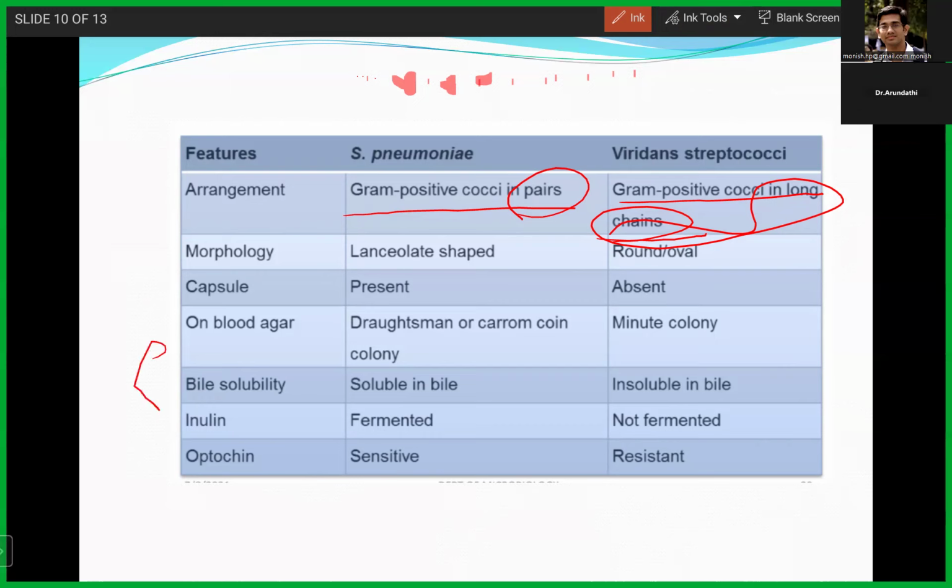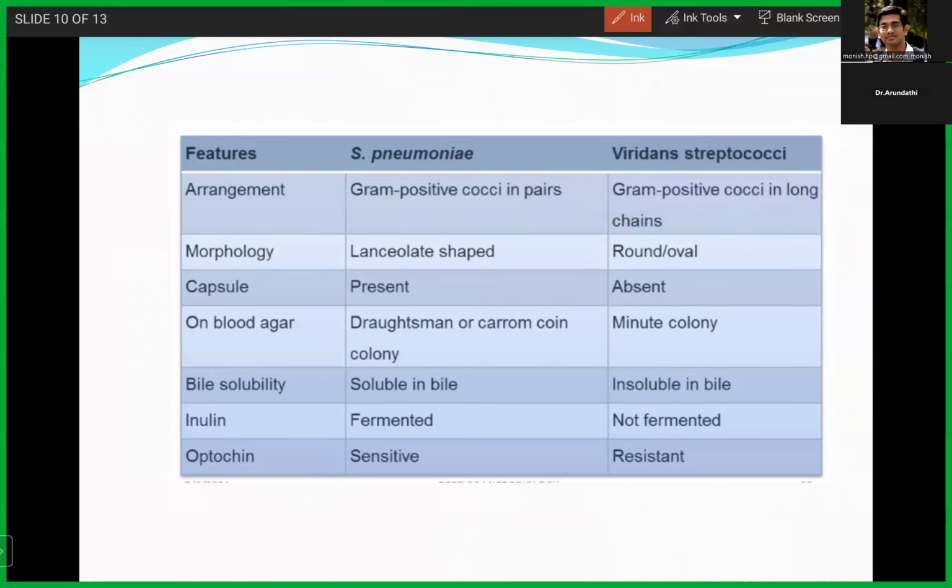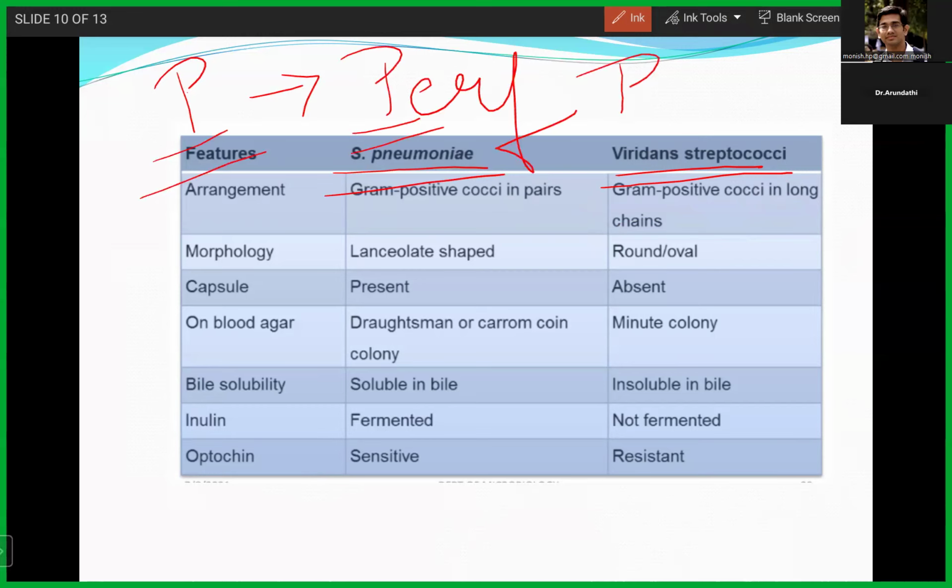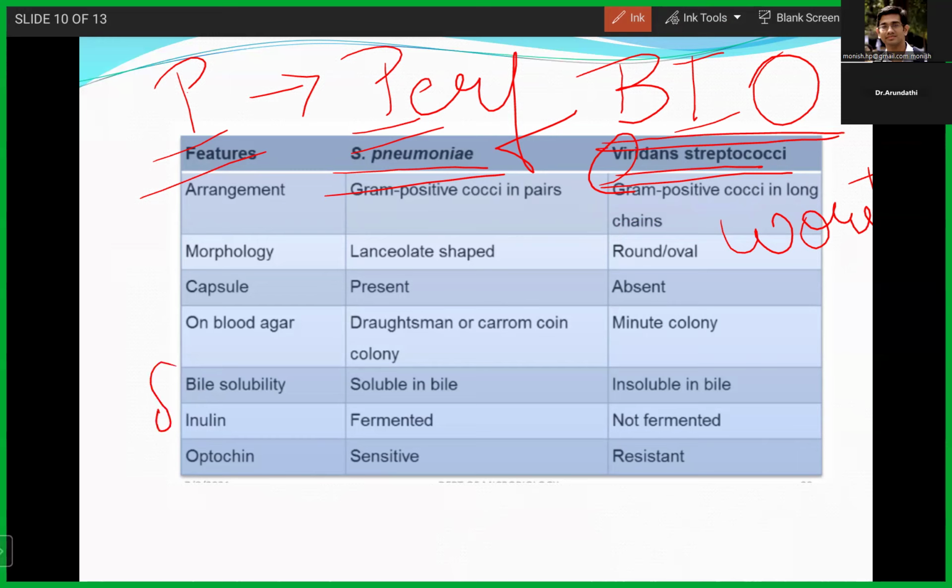So we depend on biochemical reactions, where Streptococcus pneumoniae is perfect, P for P, in its biochemical reactions, whereas viridans is worst in biochemical reactions. So P for perfect, V for worst. What does bio stand for? Bio stands for these: B for bile solubility, I for inulin fermentation, O for optochin sensitive.